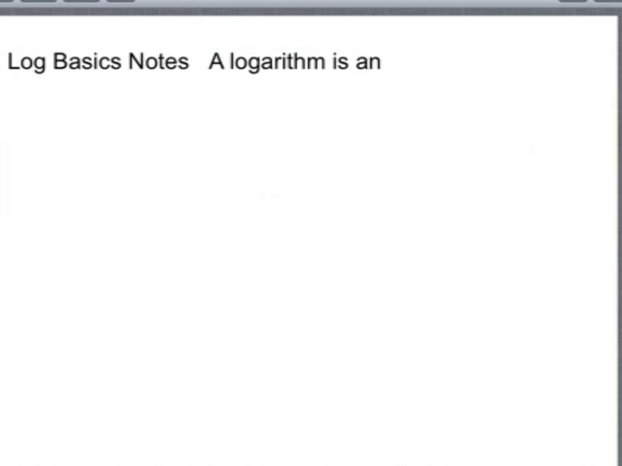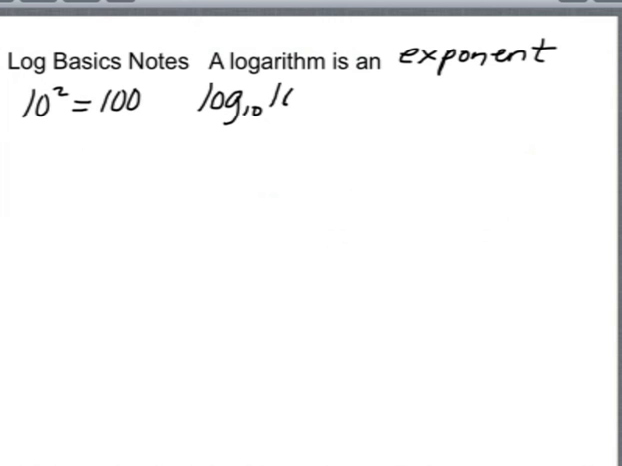In its basic form, a logarithm is an exponent. What exactly do I mean by that? Well, you all know that 10 squared equals 100. If I were to write that in logarithmic form, I would write that as log base 10 of 100 equals 2. Notice that the 10 here is the base of the exponent, and here 10 is the base of the log. We read that as log base 10 of 100 equals 2. Notice that the logarithm equals the exponent, which is 2.